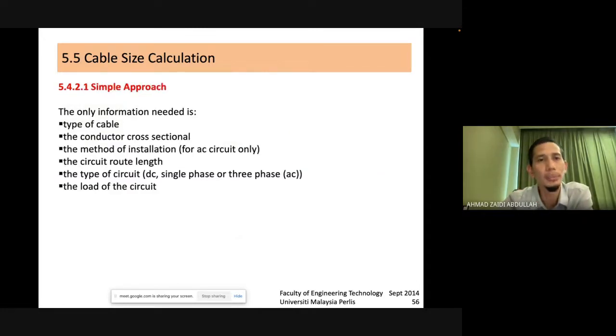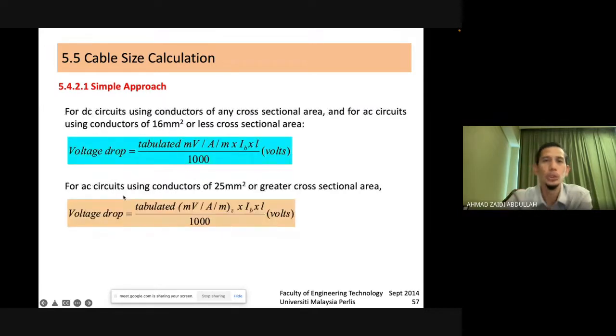Under cable size calculation, these are some of the approaches: type of cable, conductor cross-sectional area, method, cable route length, type of circuit, and load of circuit. This is the formula that we use during the calculation of voltage drop. For DC, we use a different one, but normally we use AC. Our project is AC; we do not work with DC. So we use this formula: voltage drop equals tabulated mV/A/m multiplied by Ib multiplied by length, divided by 1000.